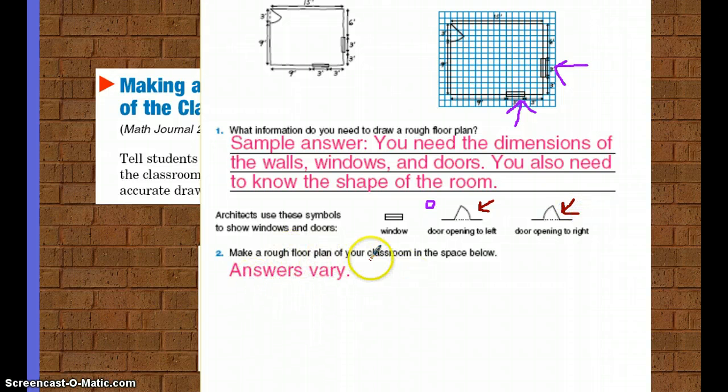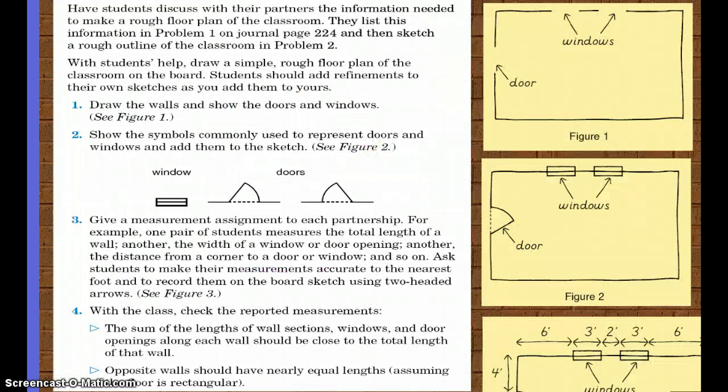Make a rough floor plan of our classroom in the space below. So you're doing your rough one something like this. Now you need to discuss with a partner, or if you're stuck, you can come back and talk to me, the information needed to make a rough floor plan. List this information in problem 1 on Journal page 224, and then sketch a rough outline of the classroom in problem 2. So, help draw a simple rough floor plan of the classroom on the board, which I'm not going to do because they have one drawn here for you.